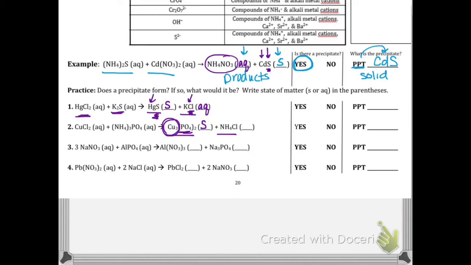Next, you have NH4Cl. So you're going to find NH4 or Cl.